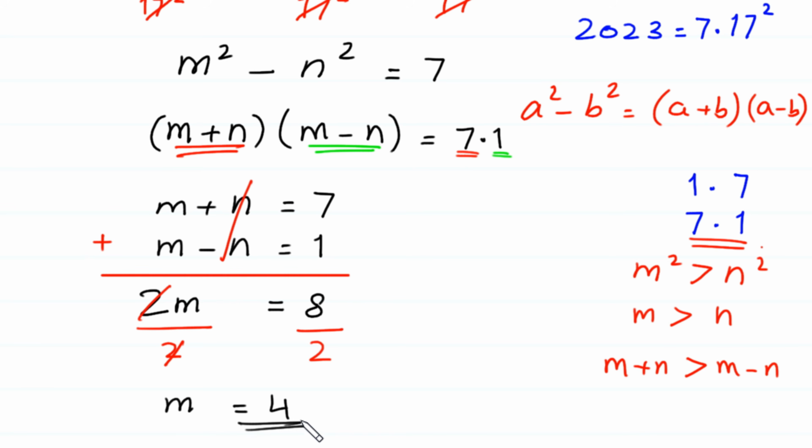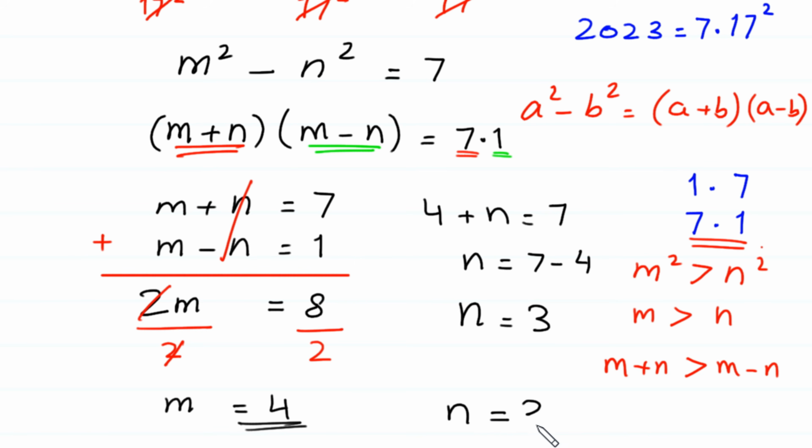This is the value of m. Now to find the value of n, we put this value of m in this equation. m plus n is equal to 7. 4 plus n is equal to 7, and we move this 4 to the right side. n is equal to 7 minus 4, 3. So the value of n is equal to 3.